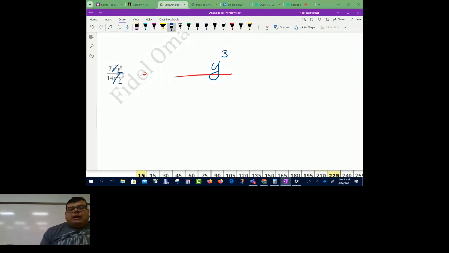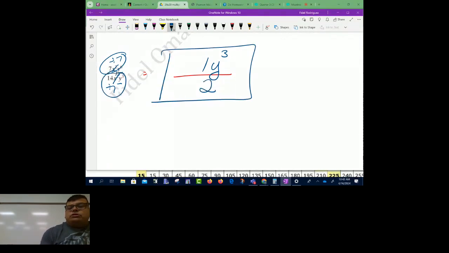Okay. Now, the next thing we're going to talk about is, what about the 7 and the 14? Well, look, y'all, we can divide both those numbers by 7. So 7 goes into 7 one time, and 7 goes into 14 2 times. Okay. So we're left with a 1y to the 3rd all over 2. All right, I'm going to scroll down a little bit more.